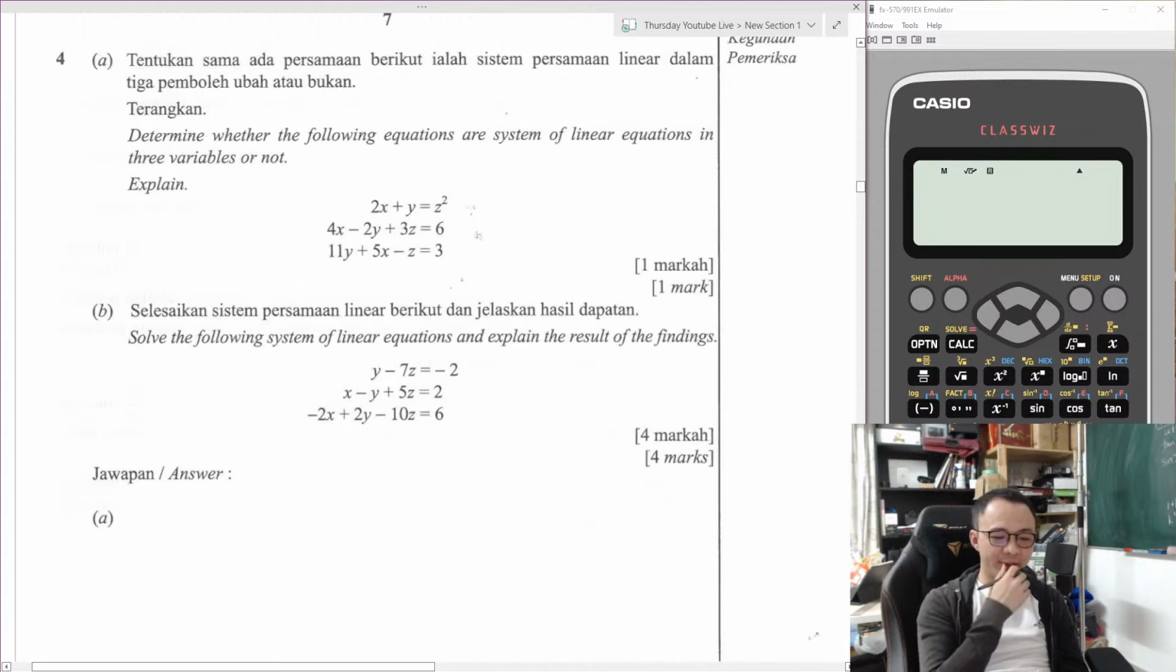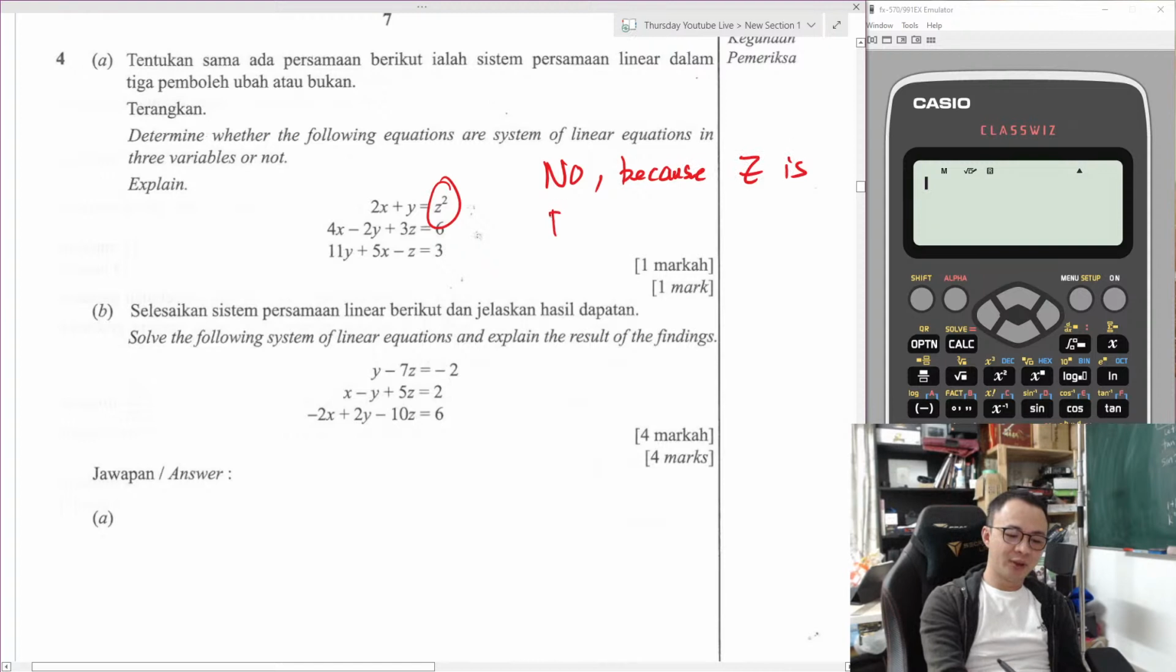Alright, is this a system of equations? I will say no, because system of equations so far in SPM as I know, all the x, y, z must be power 1. Here we see a power of 2, so I will say no, because z is power of 2.